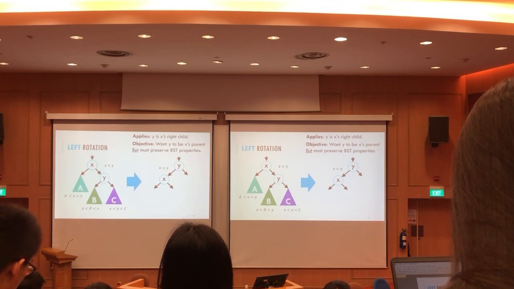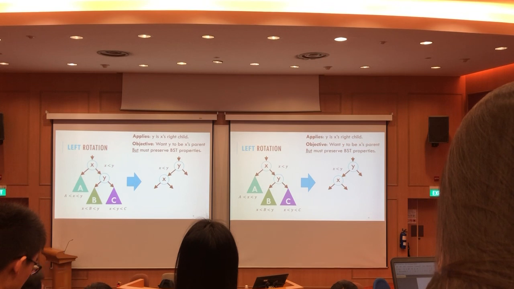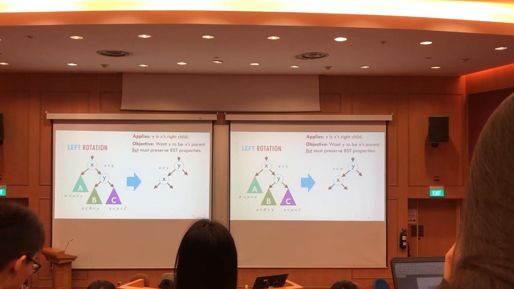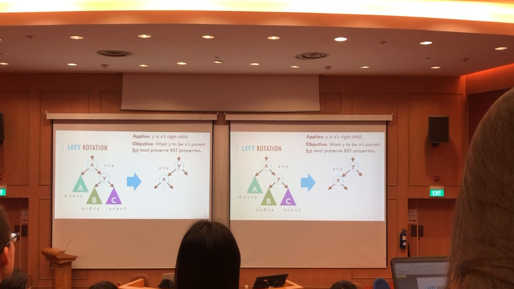Imagine that each of these nodes has these subtrees A, B, and C, which we have labeled here. A is smaller than x, smaller than y. It has to be the case because y is x's right subtree, so A must be smaller than these two. B must be bigger than x, but smaller than y. And finally, C must be bigger than both of these.